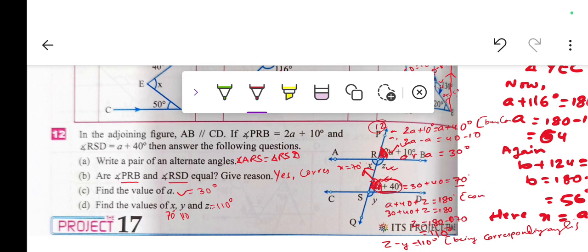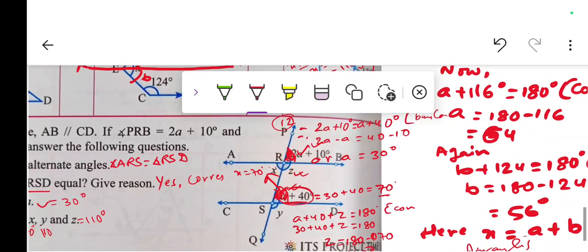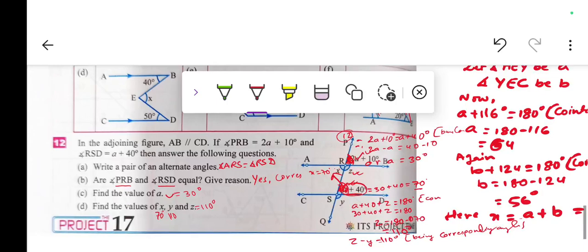You can zoom while the video is on and see all the solutions. There will be no problem in zooming in and zooming out.